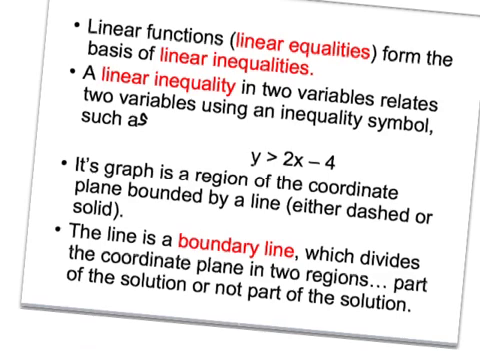Linear functions, which are linear equalities, that's the equal sign, form the basis of linear inequalities. A linear inequality in two variables, x, y, relates the variables using an inequality symbol, such as y is greater than 2x minus 4. Its graph is a region of the coordinate plane bounded by a line, either dashed or solid, and we'll get into that. The line is called a boundary line, which divides the coordinate plane into two regions, part of the solution or not part of the solution.